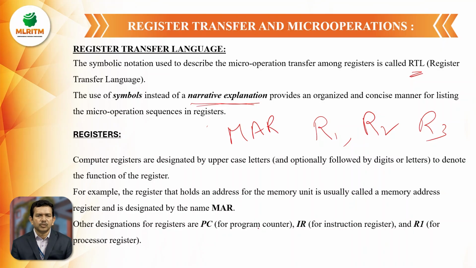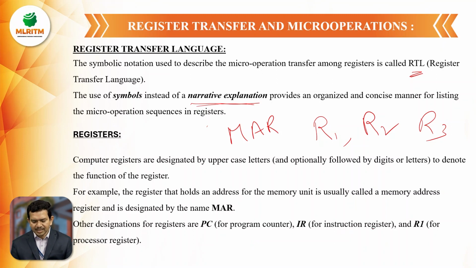So what will the program counter do? The program counter will try to make an increment of the iterations. PC is equal to PC plus 1. PC is equal to PC minus 1. Suppose I want to do some increments and decrements in the register transfer language or in the micro operations I am performing, then I can go for the program counter.